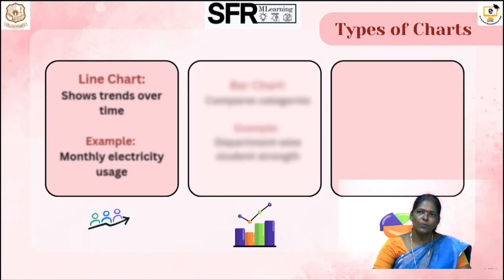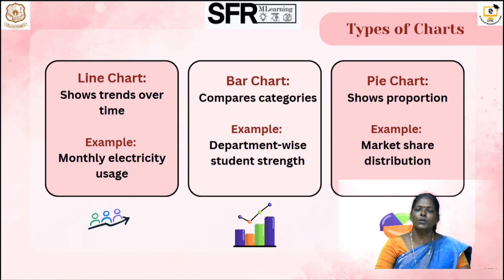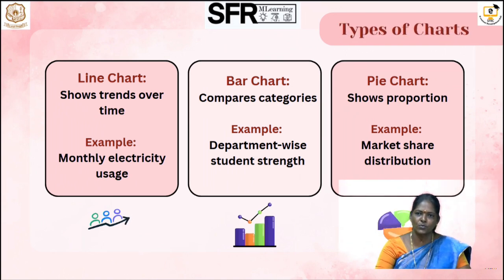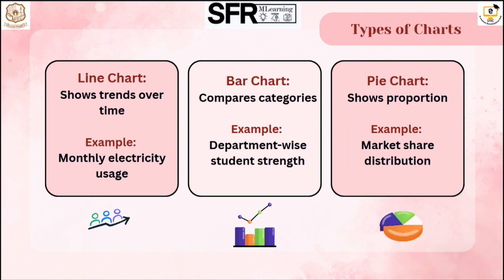Okay, so before going to see the tools, we are going to see the different types of charts, visuals. So first one is line chart. A line chart shows the trends over time. For example, monthly electricity usage can be displayed using a line chart.